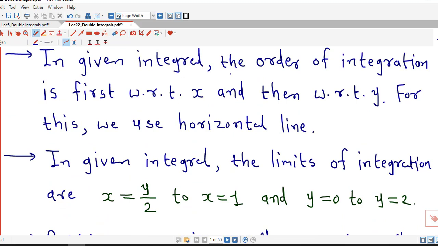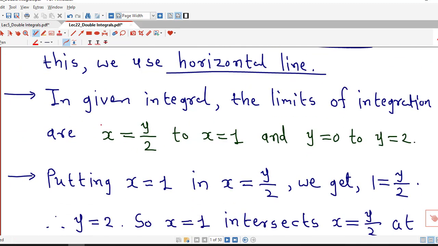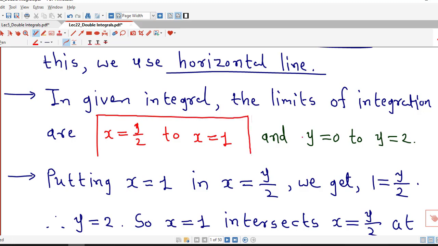So in the given integral, the order of integration is first with respect to x and then with respect to y, and this order is obtained using a horizontal line. And the limits of integration, as we have discussed, are x from y by 2 to x equal to 1 and y from 0 to 2.